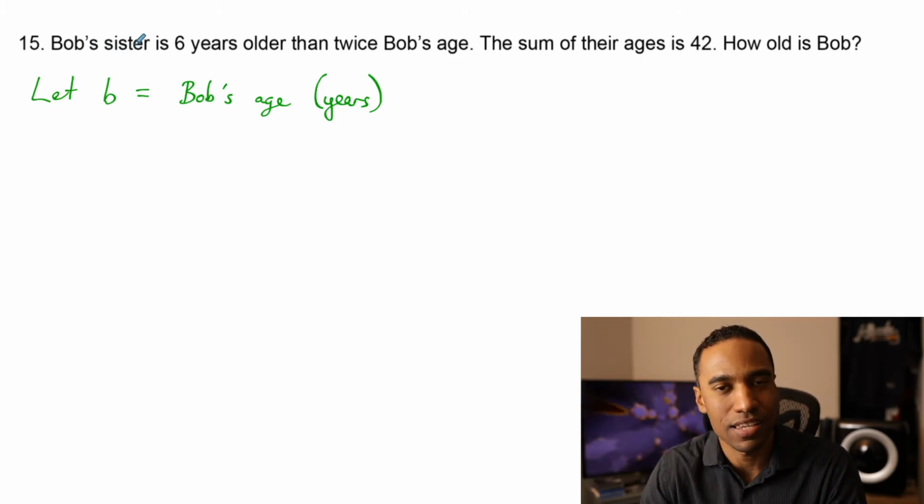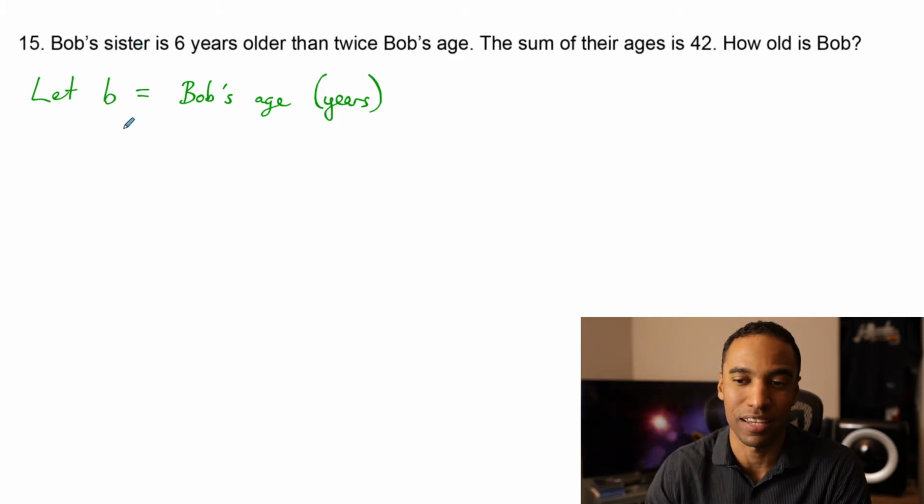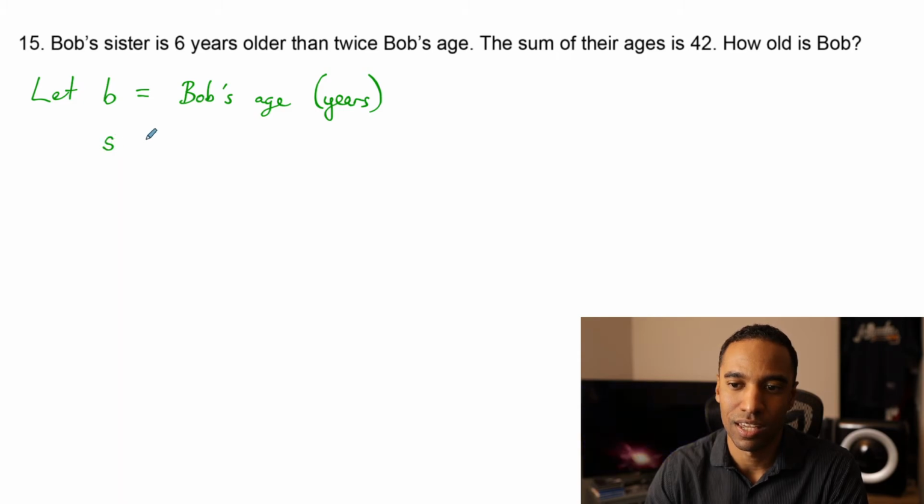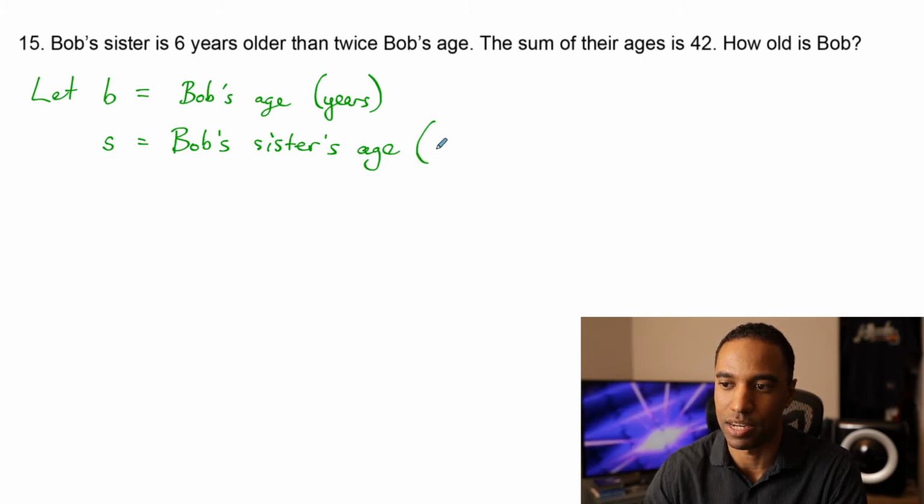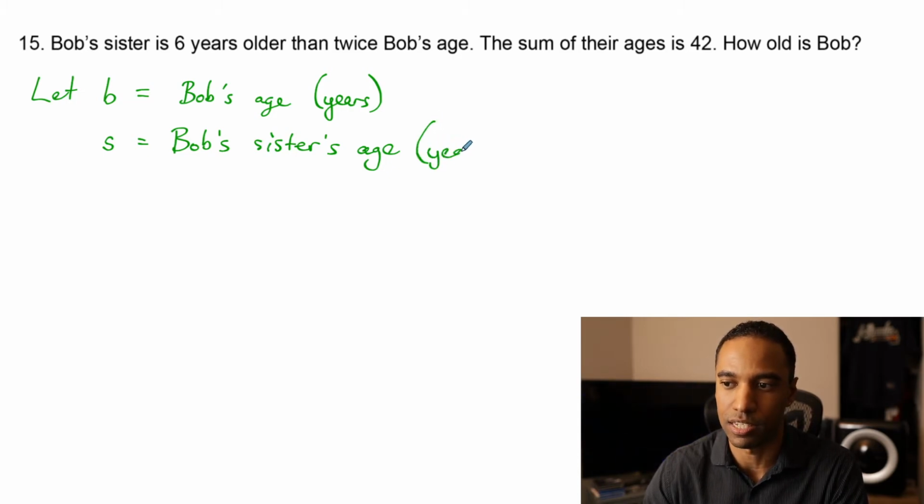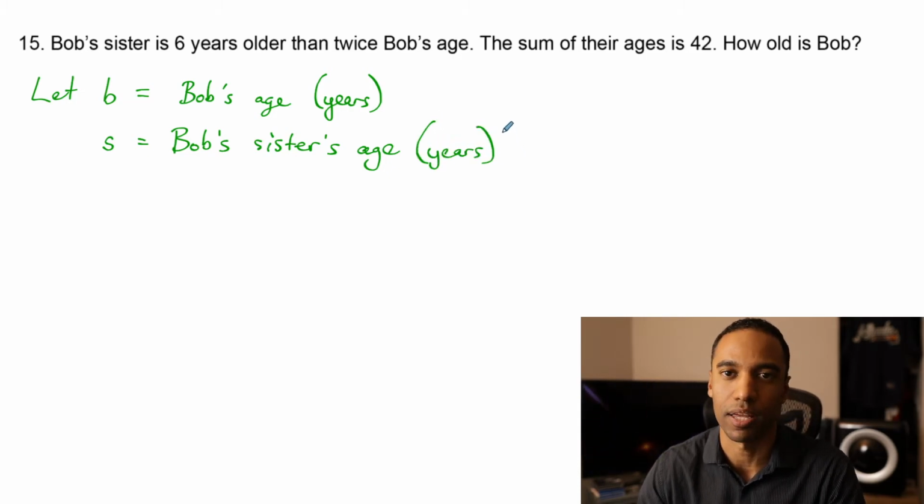Sister starts with an S. Do you want to use an S? Let's try an S here. Let's let S equal Bob's sister's age. That's a lowercase s. Bob's sister's age. Hopefully there aren't any 5s in here with the S, and if there are, I'll definitely differentiate them, just like a T and a plus.